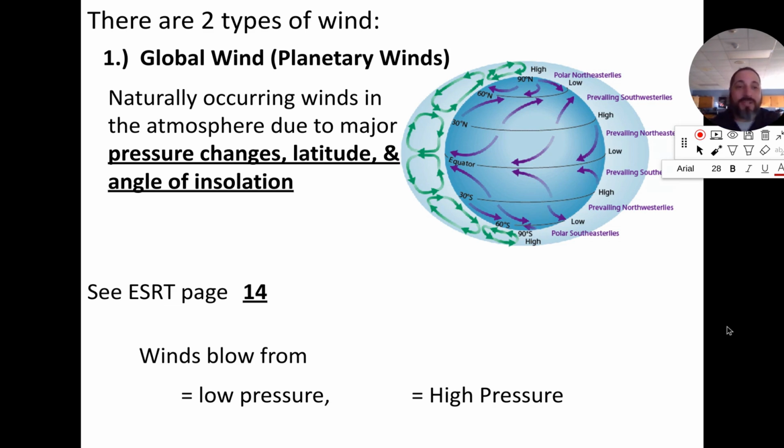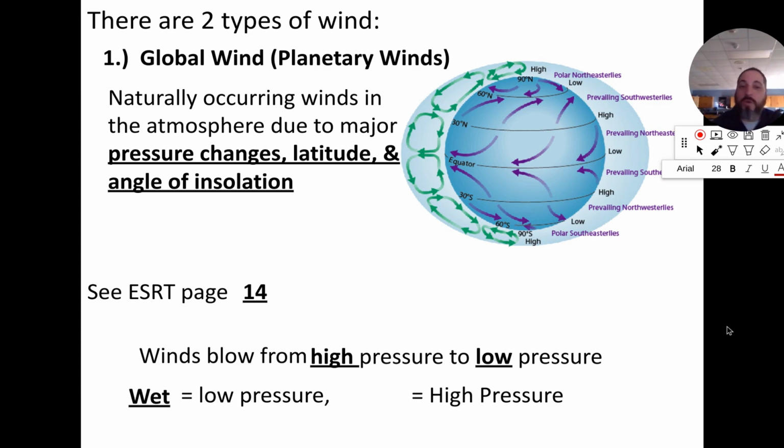So we can take a look at this chart. It's on page 14. Winds always blow from high pressure to low pressure. So they're always going to go from areas of higher pressure to low pressure. Low pressure is going to be wet. Remember what we said, as we add those water molecules into our air, we are lowering the pressure. And high pressure is going to be dry. So wind is always going to move from dry areas to wet areas, from high pressure to low pressure.